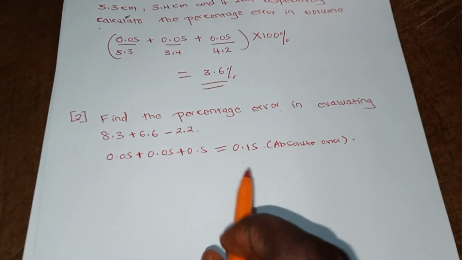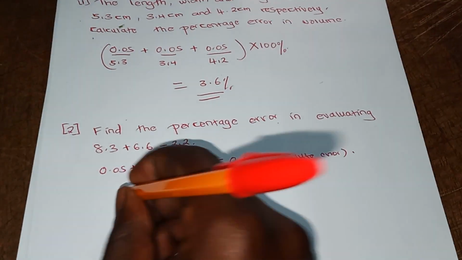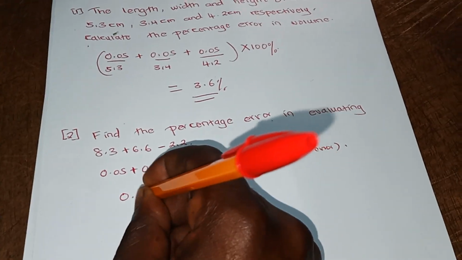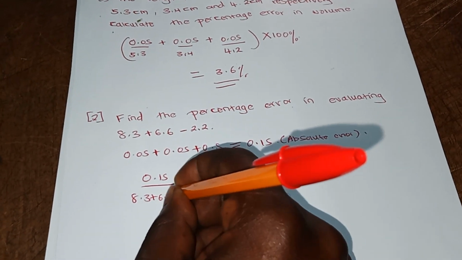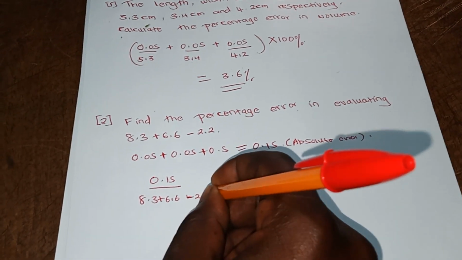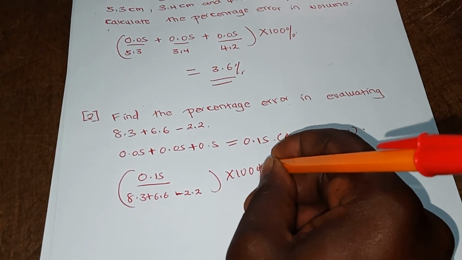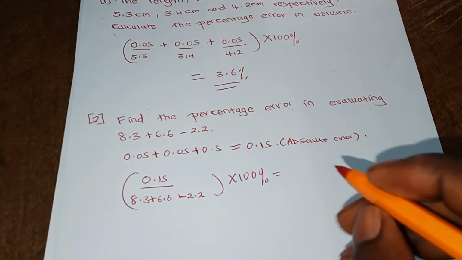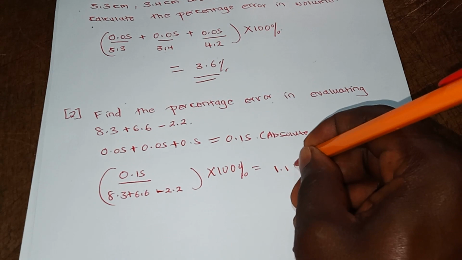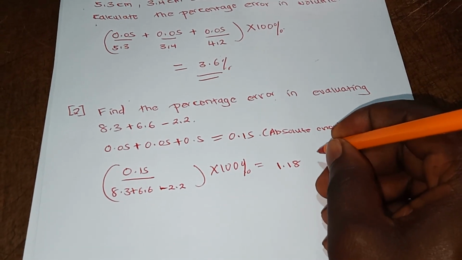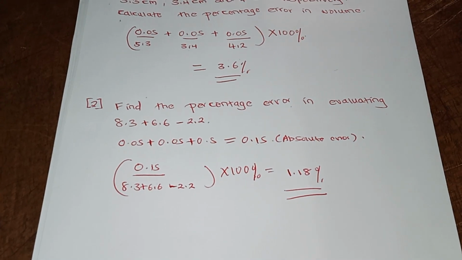So after getting 0.15, I come and take the question the way it is. So I'm just going to have 0.15 over the question 8.3 plus 6.6 minus 2.2. The whole of this I'm multiplying with 100%. When I take my calculator, this one gives me 1.18%. And that's the correct answer.